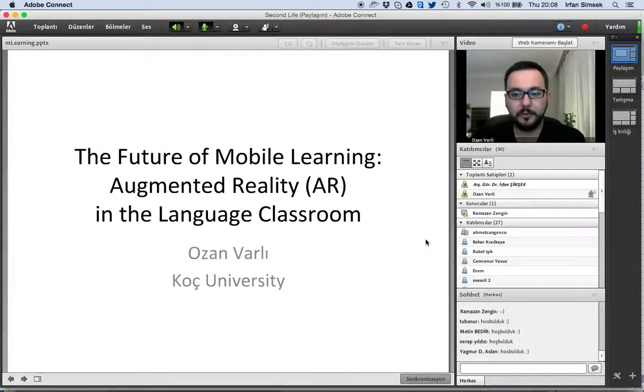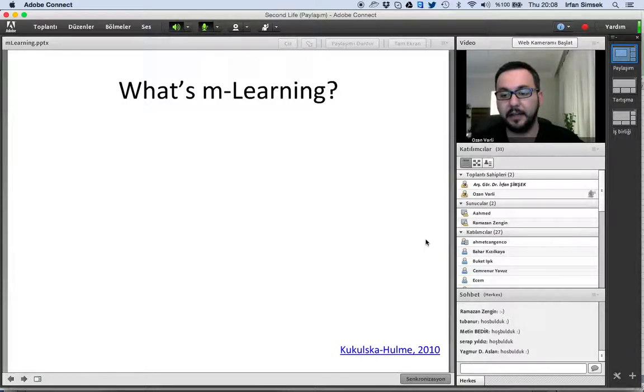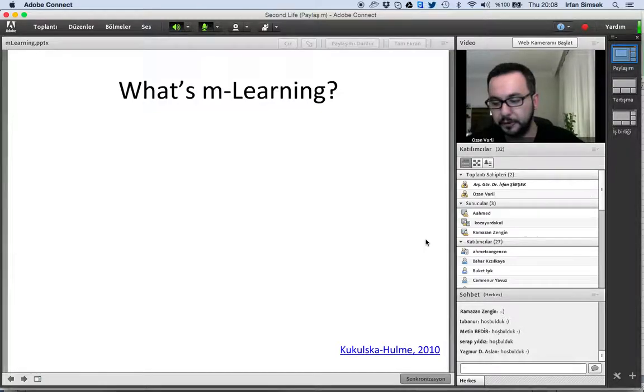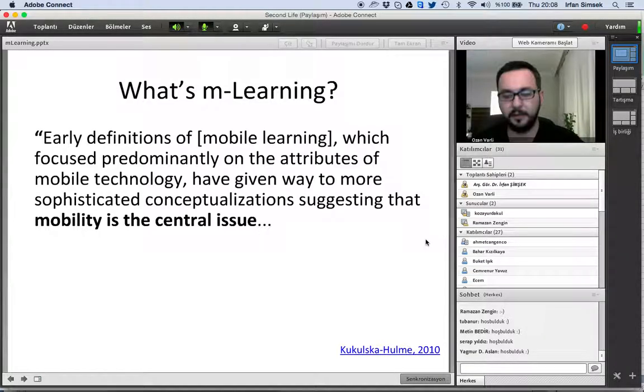So today we're going to start with more things. Let's just walk through together how augmented reality started becoming augmented reality, or where it actually comes from. To understand how we implement augmented reality in the language classroom, we should first explore what mobile learning is. I'm not going to get deeper into theory, but it's better to start with a short definition of what mobile learning is.